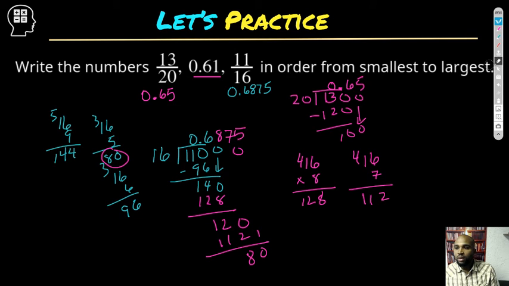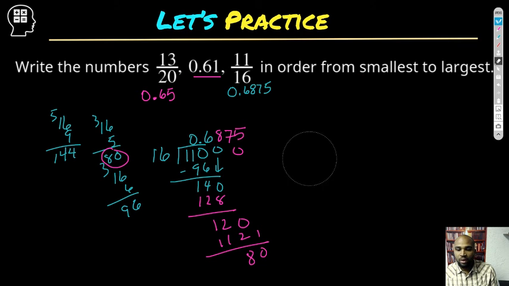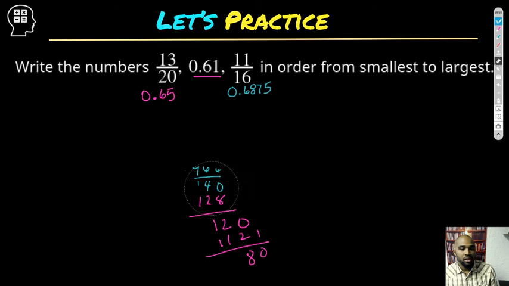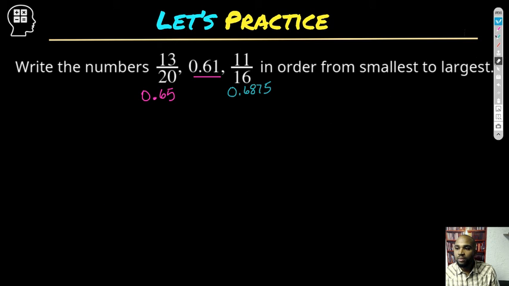I'm going to erase this, guys. If you're copying, you want to pause it here because I'm about to make us some room. So we did all that work, and now we have it in decimal form, and we put it into smallest to largest. The way I like to teach it, for those who struggle with ordering decimals, is to just line up the decimals. So I have 0.61, 0.65, and 0.6875.